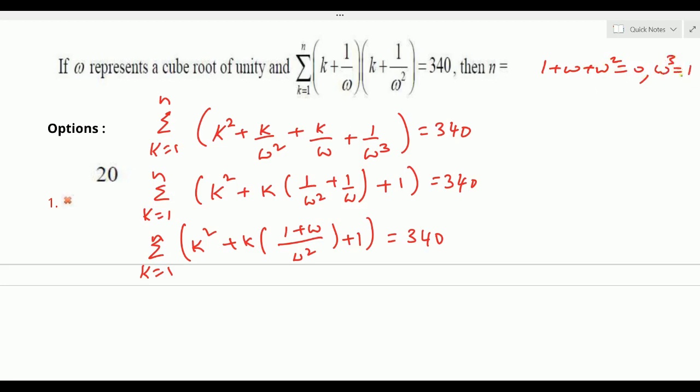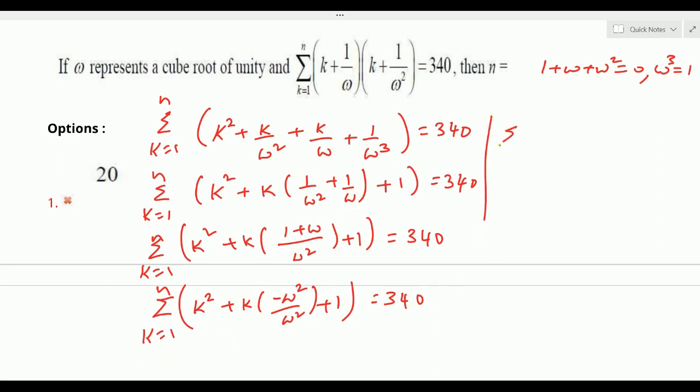ఇవి మనం యూజ్ చేసుకోవాలి ఎక్కడైతే కాంప్లెక్స్ క్యూబ్ రూట్స్ ఆఫ్ యూనిట్ వచ్చిందో అక్కడ. సో ఇప్పుడు 1 plus omega ప్లేస్ లో మైనస్ omega square రాయొచ్చు. Therefore sigma k varies from 1 to n, k square plus k into minus omega square by omega square plus 1 of sigma of expansion is given as 340, right? Next omega square gets cancelled, therefore this becomes sigma k varies from 1 to n, k square minus k plus 1 equals 340.